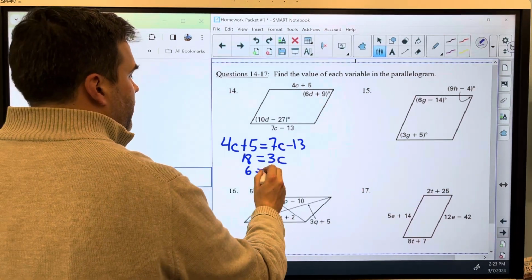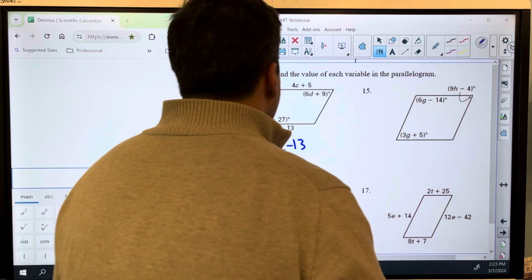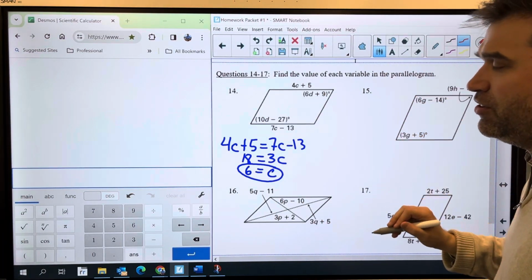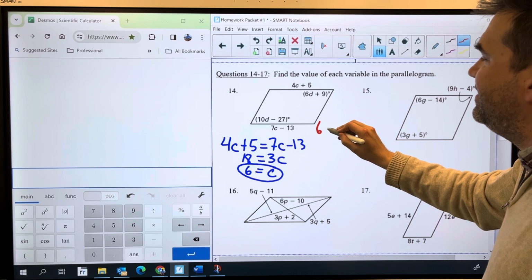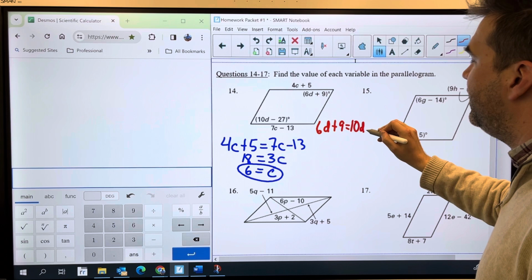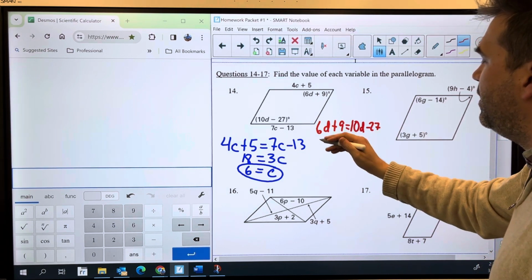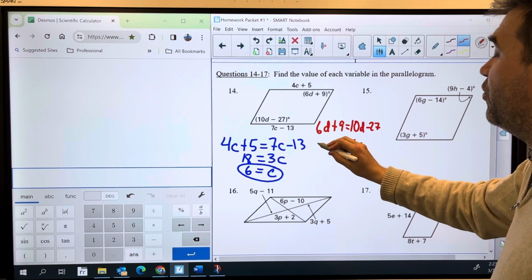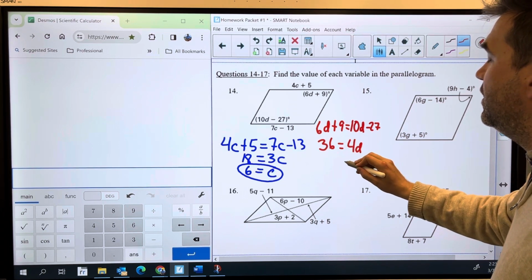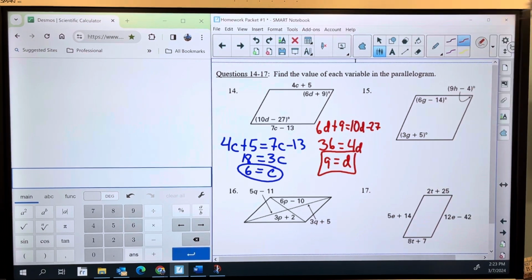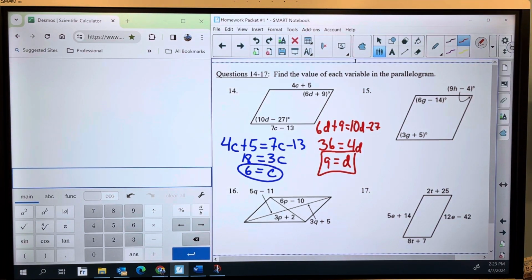Just find the value of the variable. Done. All right, now D, those opposite angles are congruent. So I know 6D plus 9 is equal to 10D minus 27. Again, I'm going to keep it positive. So 4D equals 36. And D equals 9. All right, so we got D is 9 and C is 6.